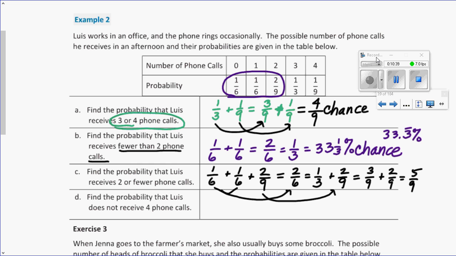Now, there are other ways to do it. You could change them all to have a denominator of 18 and then add them together. And then you would have to reduce just a little bit. Not too bad.